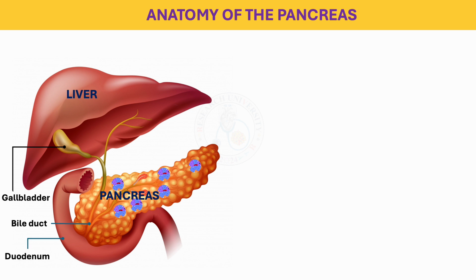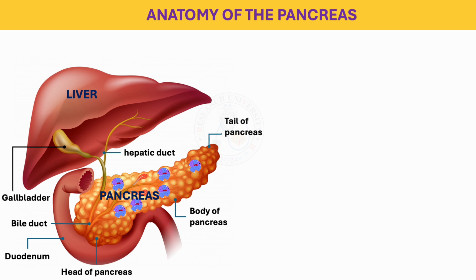The wider end of the pancreas is situated on the right side of the abdomen, called the head. The body is the middle section of the pancreas, extending horizontally across the abdomen. The tail is the narrow end of the pancreas, positioned on the left side of the abdomen and tapering towards the spleen. The pancreas also has structural parts called ducts.